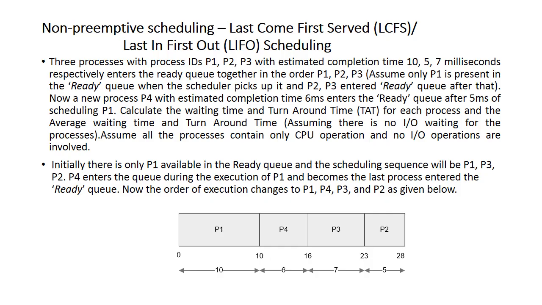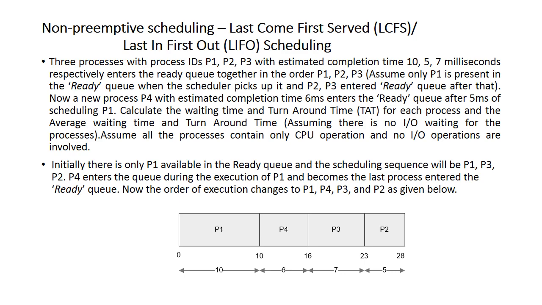Initially, there is only P1 available in the ready queue, and the scheduling sequence will be P1, P3, P2, because this is last in, first out. Initially there was only P1, so P1 will be the first process, and then two more processes, P2 and P3, enter the ready queue. The last entered will be the first one to go out, right? So P3 comes first, and then P2.